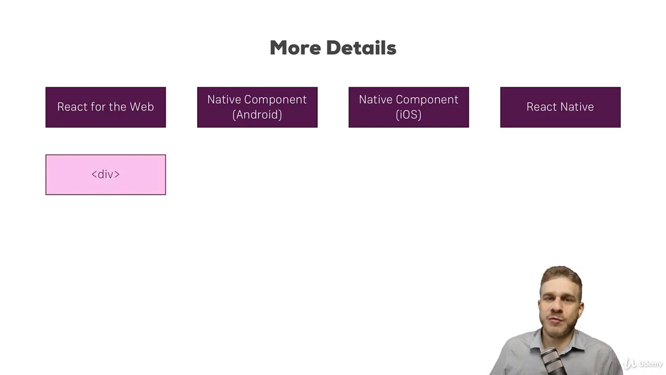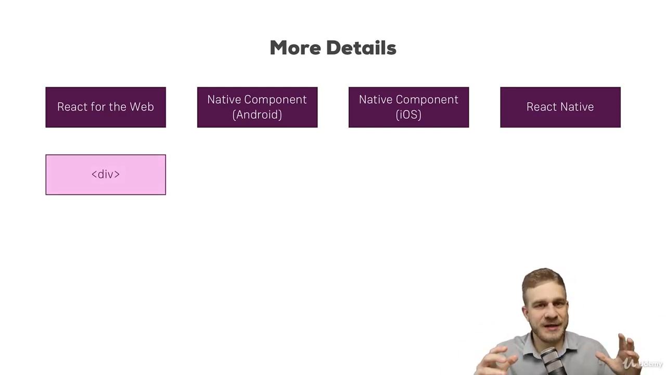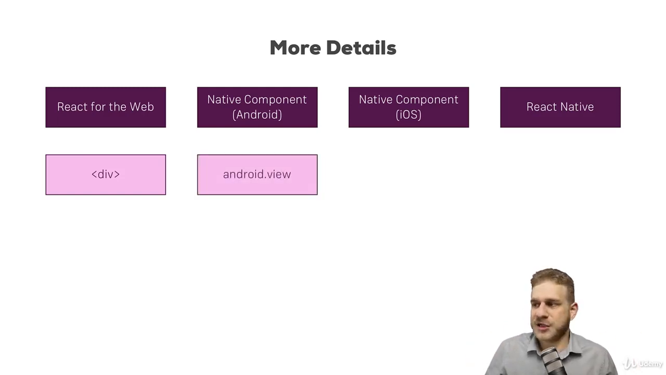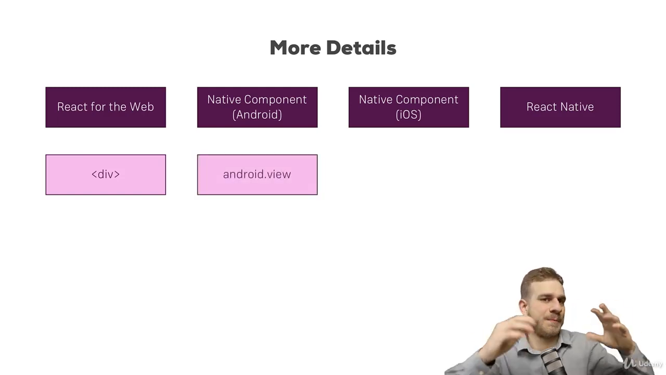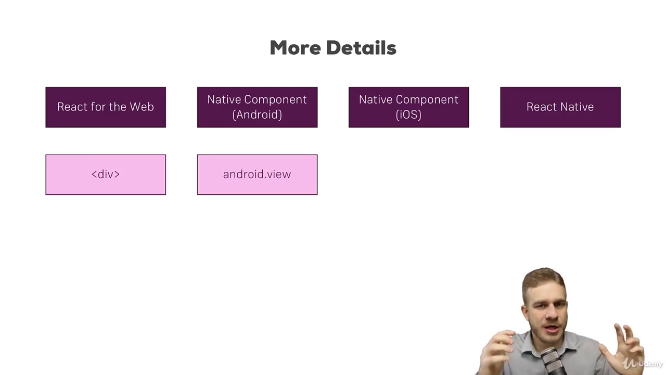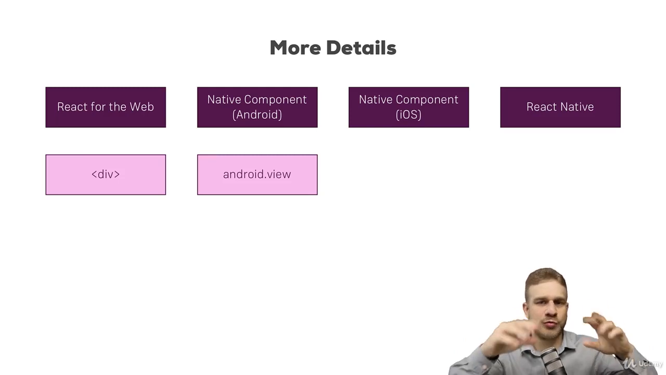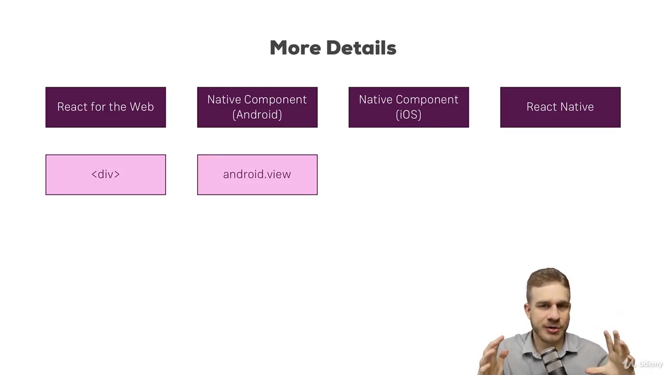Now, if we build for the web, we have a div. Now, a div is really just something the browser understands. Android, iOS, they don't understand this. But we have kind of an alternative for Android, a so-called Android view. That's like a base class, a base component, which makes sense to Android basically, which also is there to wrap content in your UI, you could say.